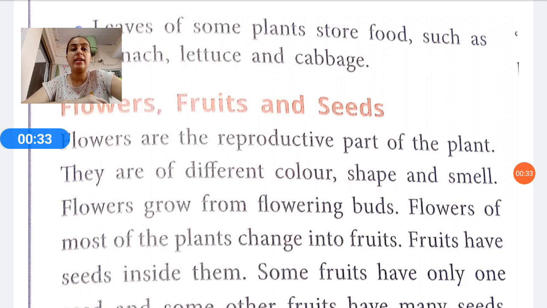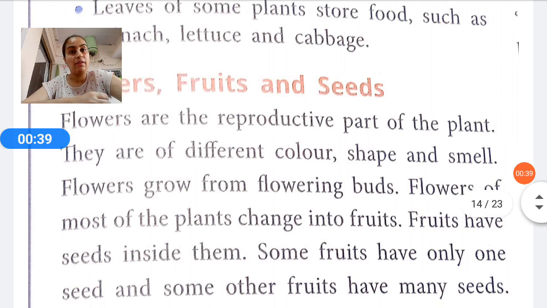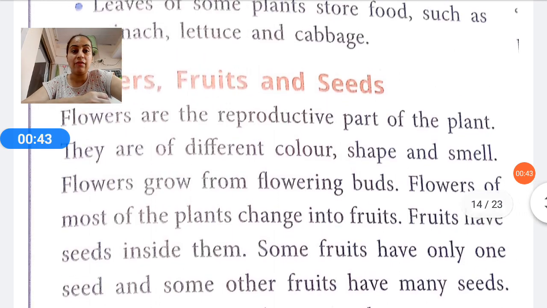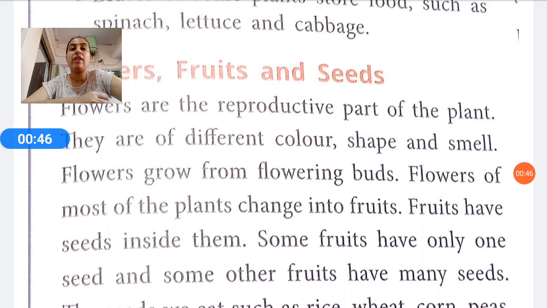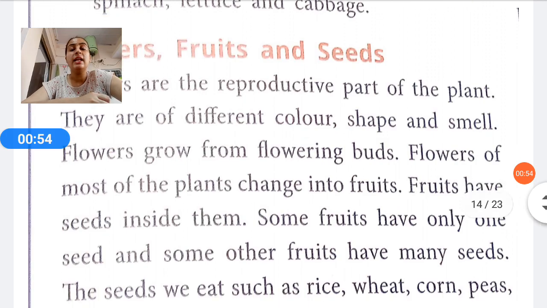Flowers are the reproductive part of the plant. We all love flowers. They are of different colors and shapes, and they smell very different. Flowers grow from the flowering buds. Where do the flowers grow? They grow from the flowering buds. Flowers of most of the plants change into fruit.